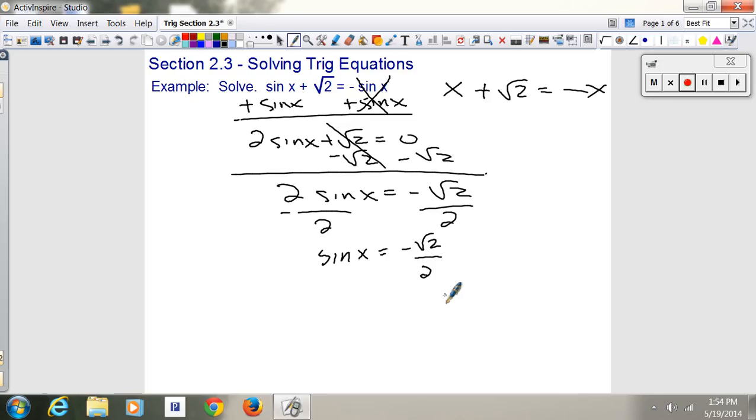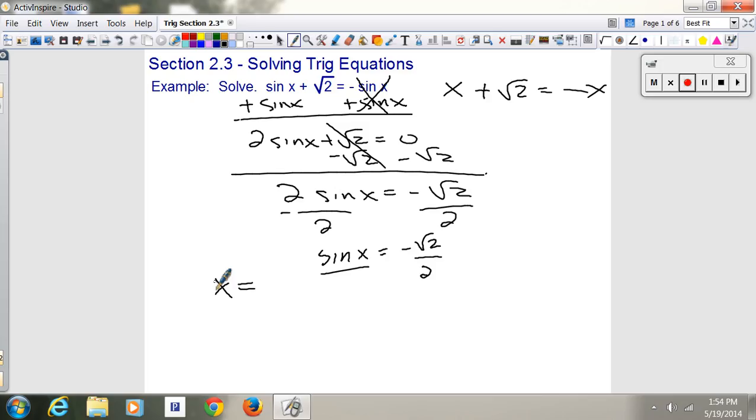Now here's where it gets a little tricky. The sine of x is negative radical 2 over 2. What we need to find out is what does x actually equal? What could I put in for this x where it would make the sine come out as negative radical 2 over 2? And that's where you have to use your chart. If you have your chart, you should take it out and take a look at it, because you're going to go down the sine column and see where the sine is negative radical 2 over 2.